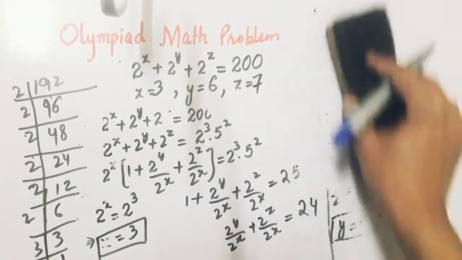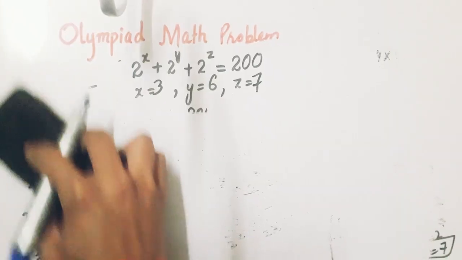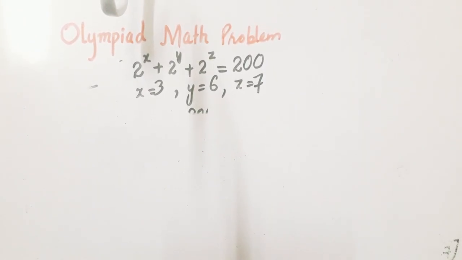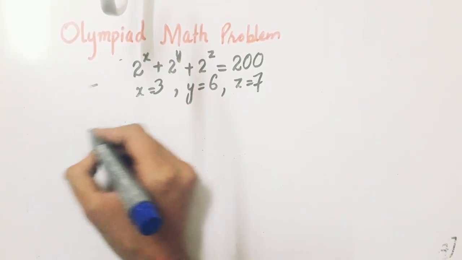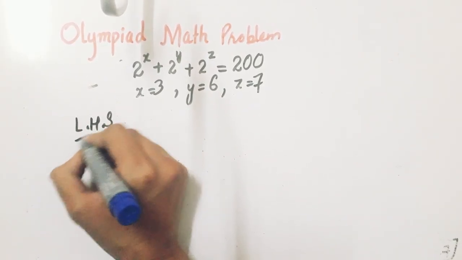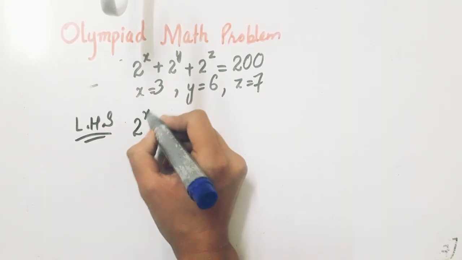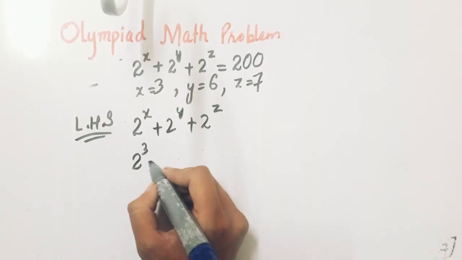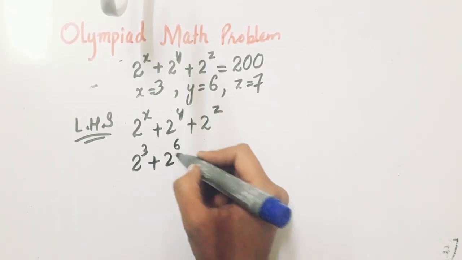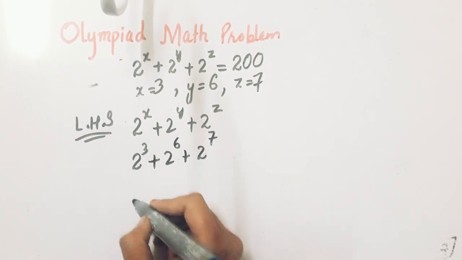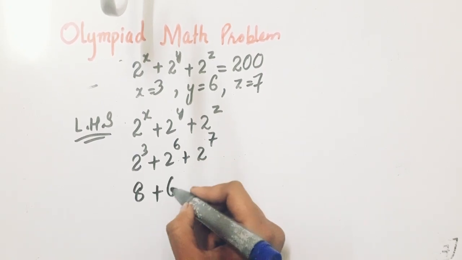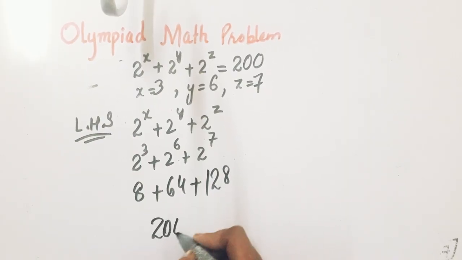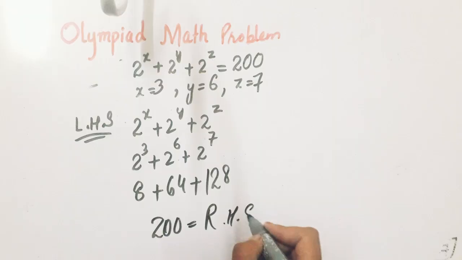Now in the next step, we will do the verification. Is our answer correct or not? So in the verification, we will substitute the value of x, y, z in the left hand side and check that it equals the right hand side or not. So by considering the left hand side, that is 2 raised to power x plus 2 raised to power y plus 2 raised to power z. 2 raised to power x means 2 power 3, 2 raised to power y means 2 power 6, plus 2 raised to power 7. 8 plus 64 plus this is 128. So that equals 200. That is the right hand side.